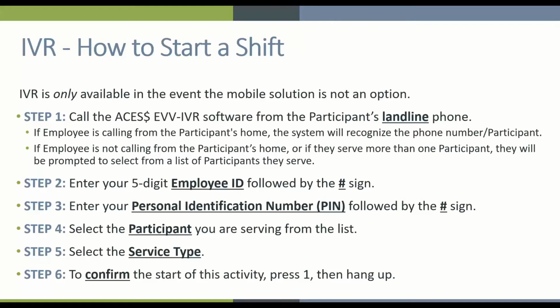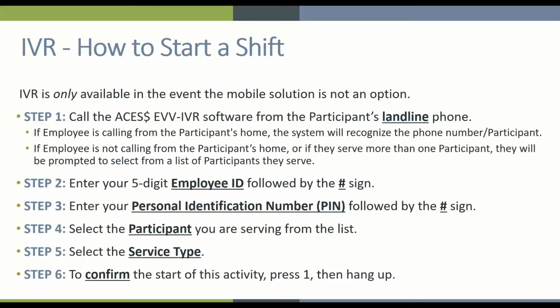So you put in your 5-digit employee ID followed by pound, and then the employee needs to put in their PIN. And if you're wondering, I don't know my PIN, I wasn't given that. You're right, you need to contact ACES to get that 4-digit PIN. Such a small population uses IVR that it was not sent out to everybody. So if you will be using IVR, please contact ACES and we can provide that to you.